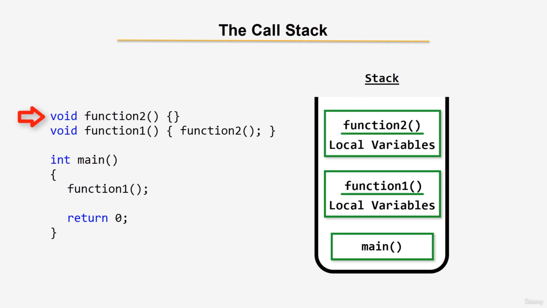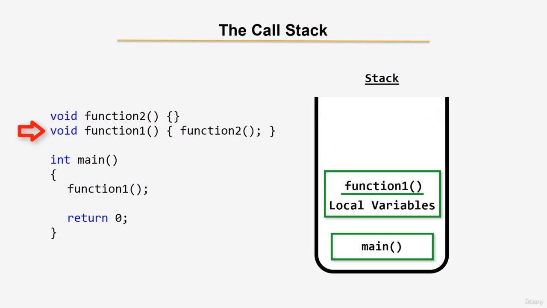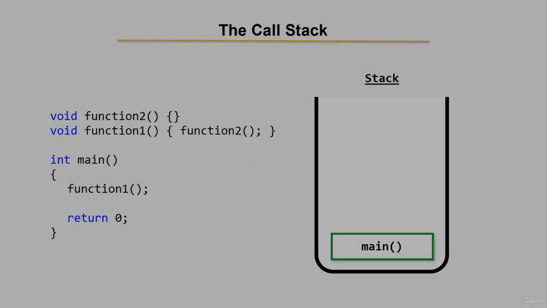Once we're done executing all of the statements within the body of the function 2, we return to the calling function, which in this case is function 1, and we remove that top element of the stack. So we remove that function 2 stack frame from the stack. We execute whatever statements are left in the body of the function 1, and then program execution will return to the main function, which was the calling function for function 1, and once again we remove the stack frame for function 1 from the stack.